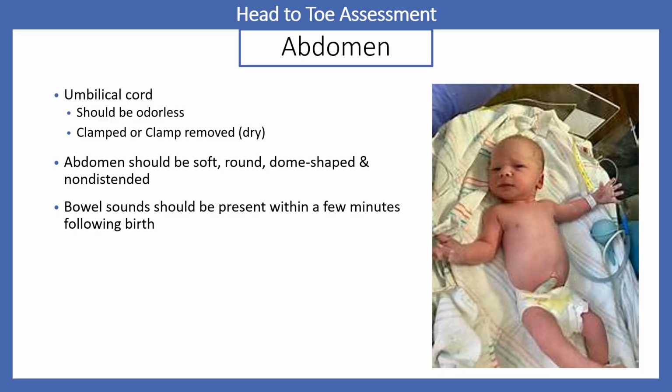A newborn's abdomen should be round, soft, dome-shaped, and non-distended. Bowel sounds should be present within a few minutes following birth. The nurse should also assess the umbilical cord, observing whether the cord is moist or dry, clamped, or if the clamp has been removed.